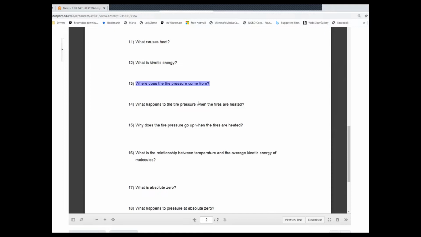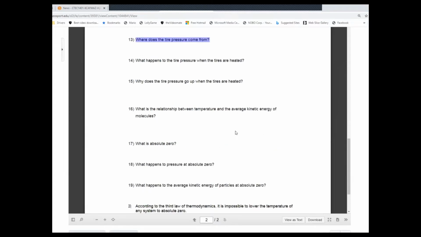And then the tire pressure is going to go up when the tires are heated, but you've got the same number of molecules within the tires. So why would the pressure go up when the tires are heated? And at this point, you kind of know the answer, right? The answer is because the molecules are more than likely moving faster. So when you put heat into the tires, the molecules are moving faster, which means that their kinetic energies start to go up. So the reason why the pressure goes up when the tires are heated is because the molecules are moving faster.